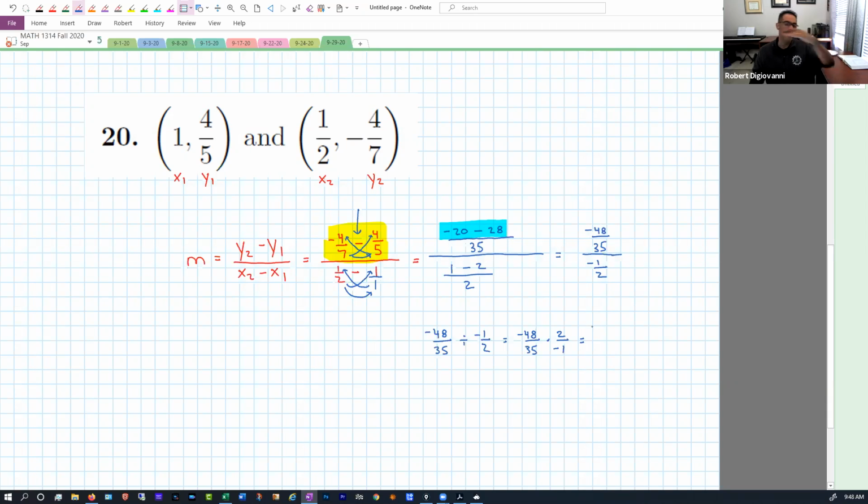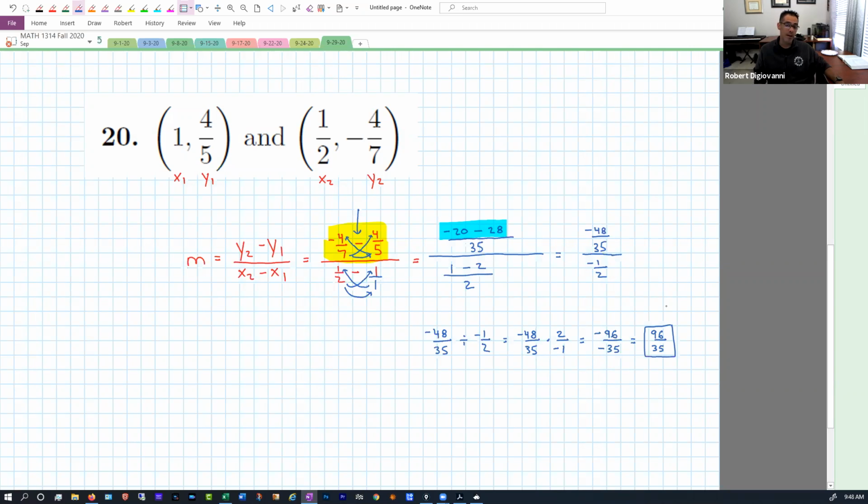And now we go and multiply straight across. So I'm getting a -96 over a -35. The only thing I could do now is just reduce that or change it. Negative over negative is positive, so I can just change my answer to a positive answer. And this is my slope.